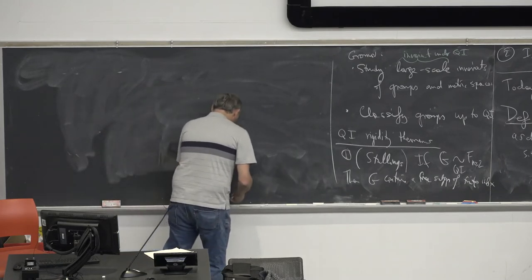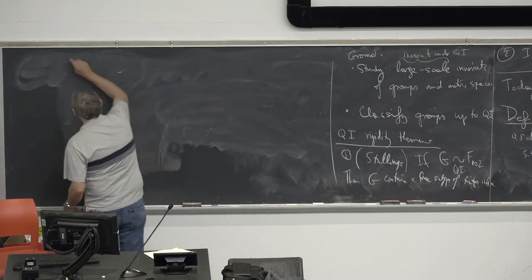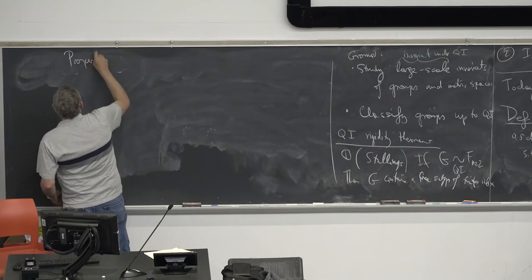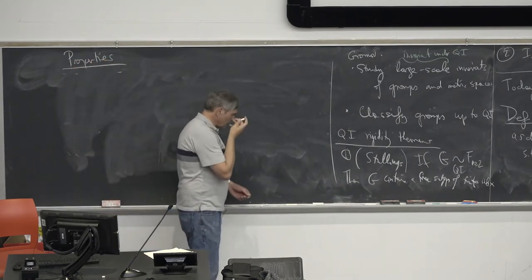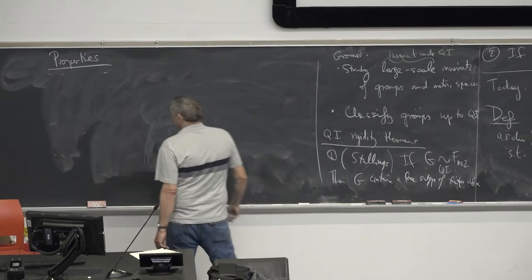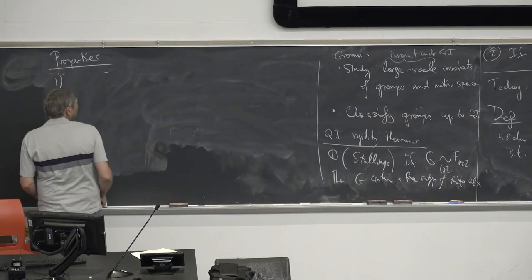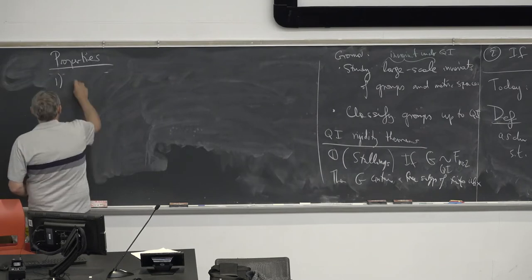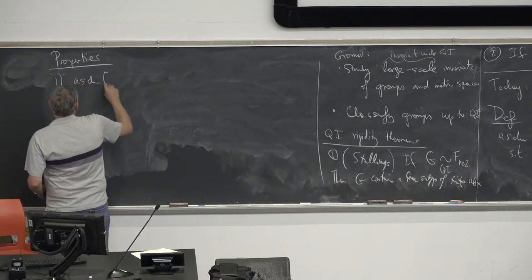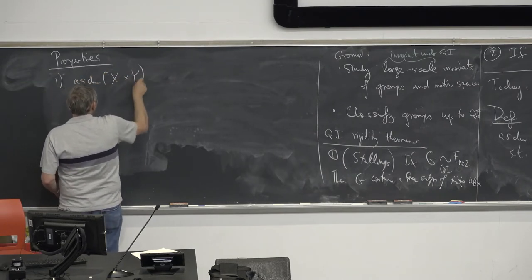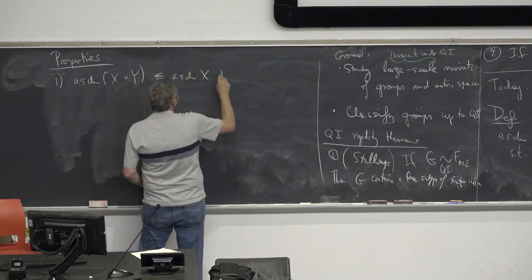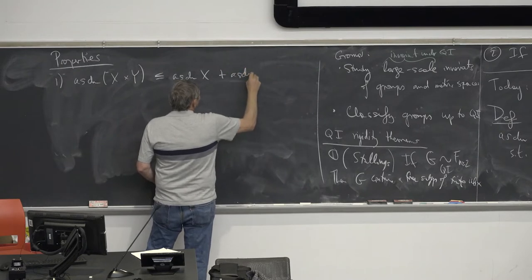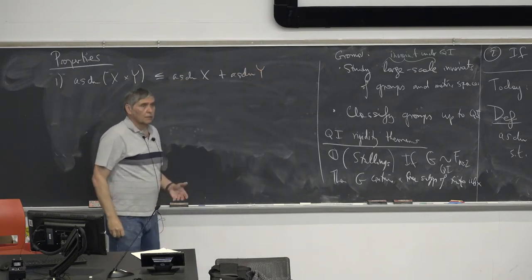So then there are these theorems about asymptotic dimension. Some of them are pretty clear, some require some work. But they're all motivated by the usual dimension theory. So for example, the asymptotic dimension of X cross Y is less than or equal to the asymptotic dimension of X plus the asymptotic dimension of Y. And this is exactly the same theorem in dimension theory.